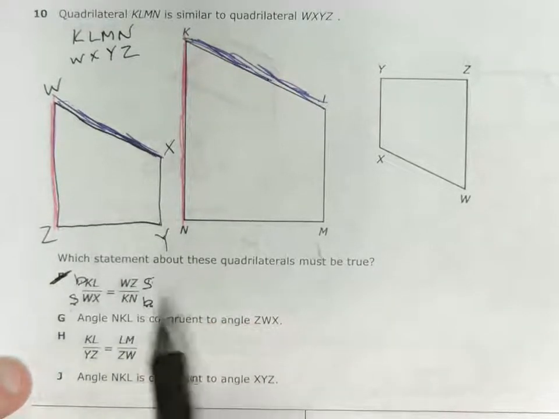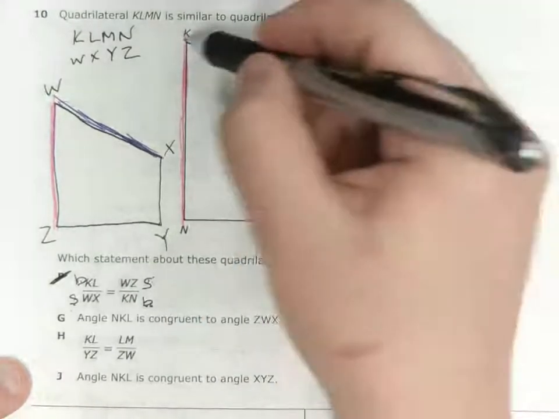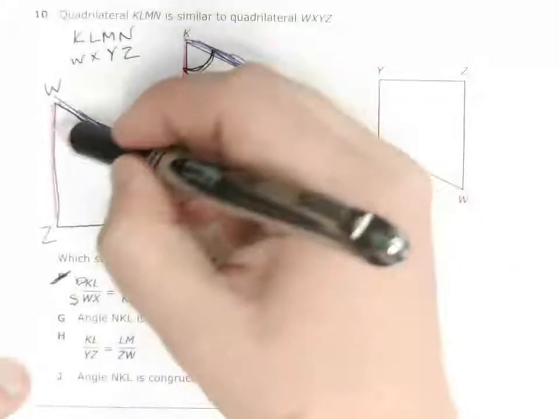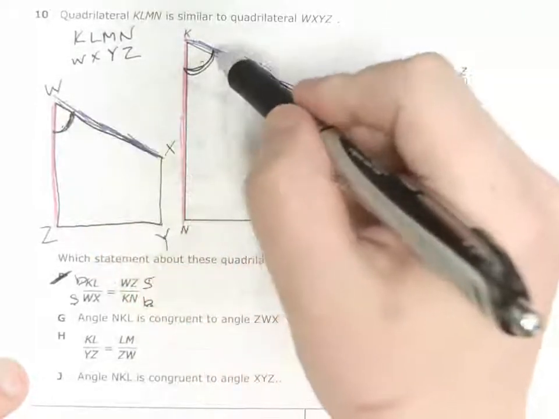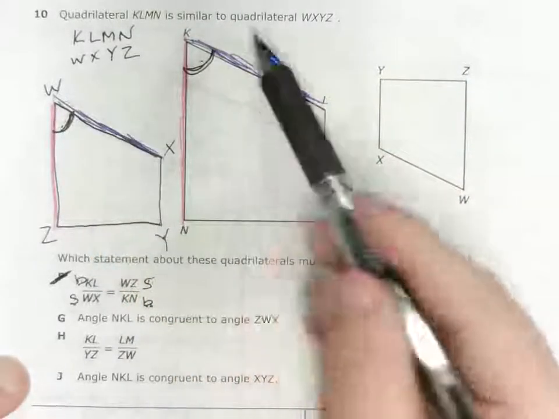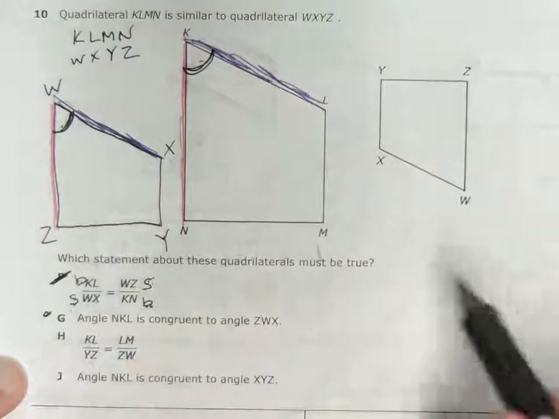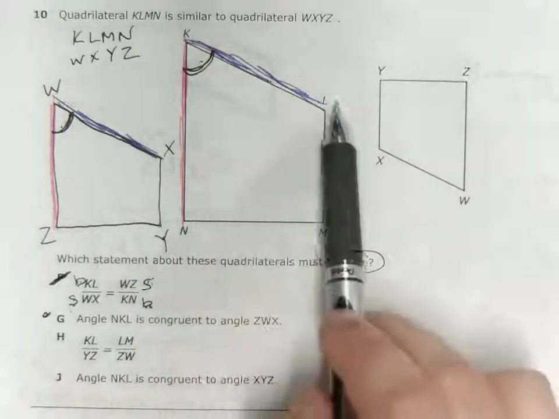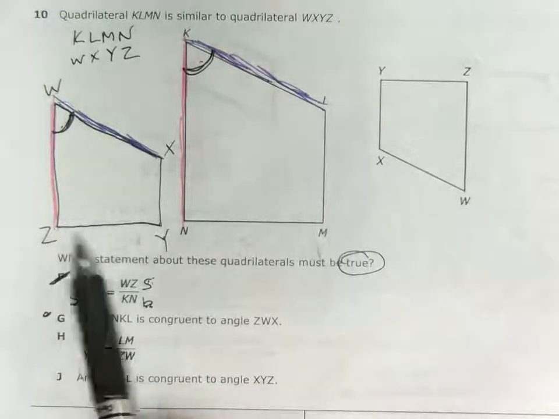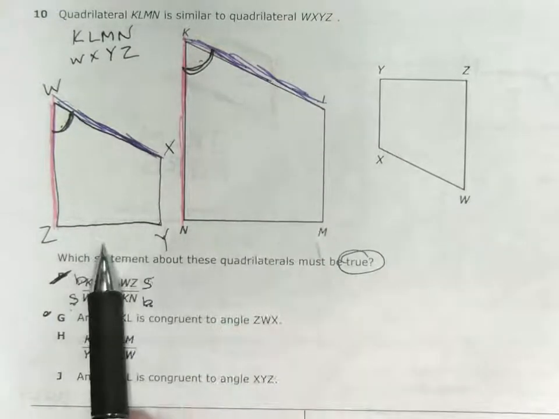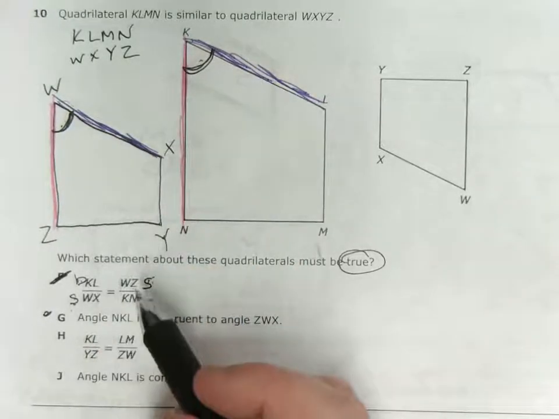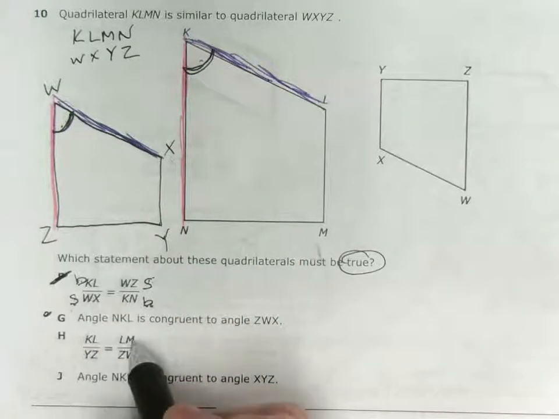Okay. Angle NKL, this angle is congruent to ZWX. Are they on the same side, the same spot? Yes. That means they're congruent. So that is true, because we're looking for what must be true. Let's keep checking the others just in case. KL and YZ. Is that true? Those don't even match each other. They're on opposite ones. So KL goes with WX.